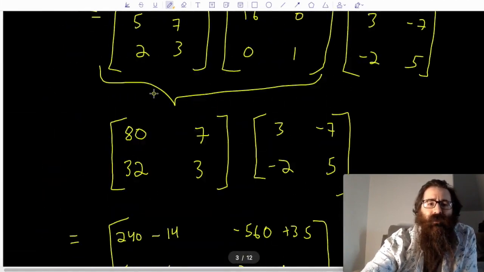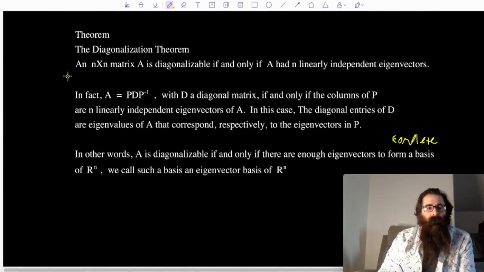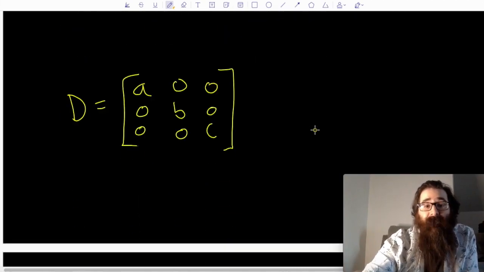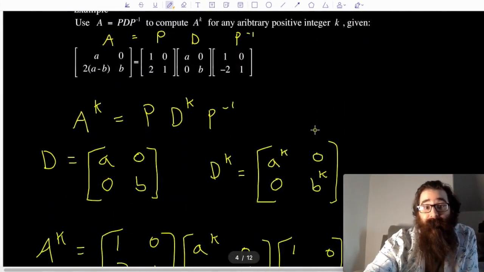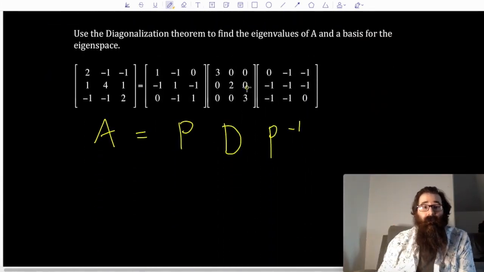But let's go back and read what we had read earlier about this, because that's going to be very relevant now. Right here. In fact, A is equal to P times D times P inverse, with D a diagonal matrix, if and only if the columns of P are n linearly independent eigenvectors of A, and in this case, the diagonal entries of matrix D are eigenvalues of A that correspond respectively to the eigenvectors in P. And this is what we're trying to illustrate in this example. It's actually a fast example. We're going to be exploring this a bit more in depth later on.